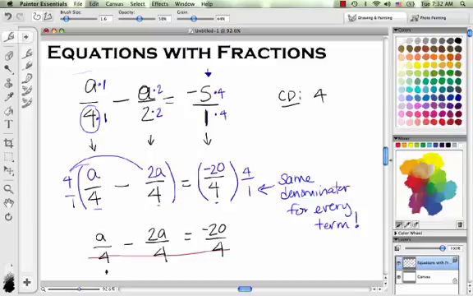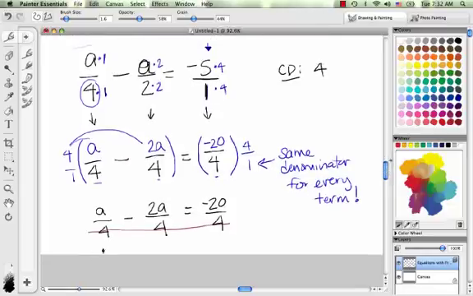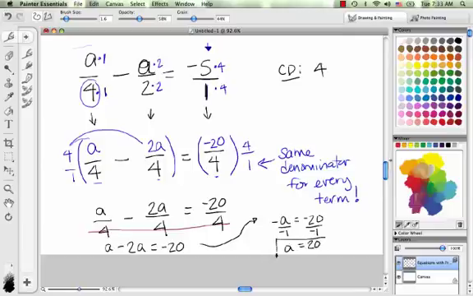So we're now left, if we come down just a little bit here on our paper, with a minus 2a equals negative 20. Let's take a look at solving that. If we just come right over here, a minus 2a is negative a equals negative 20. I'm going to divide both sides by negative 1, and a equals 20. And there is our answer for this problem.